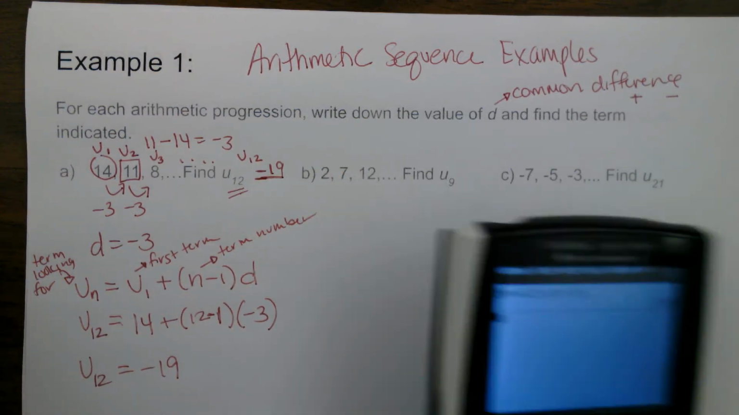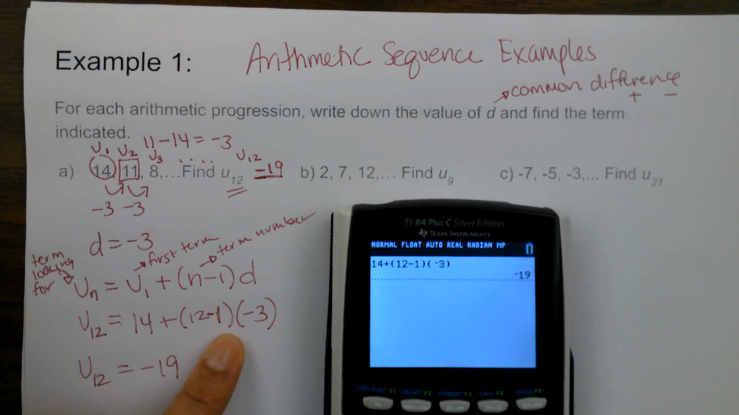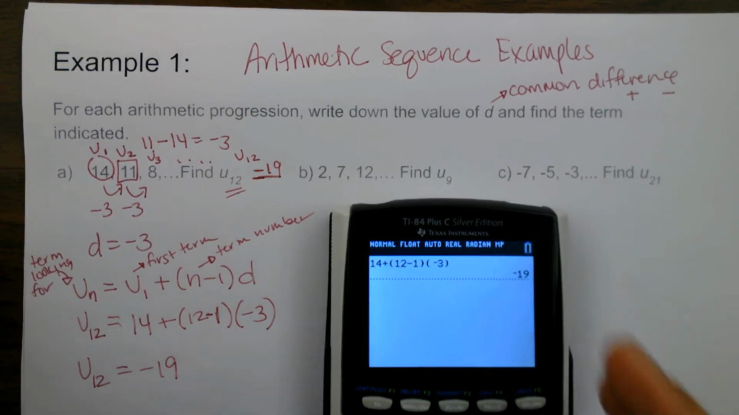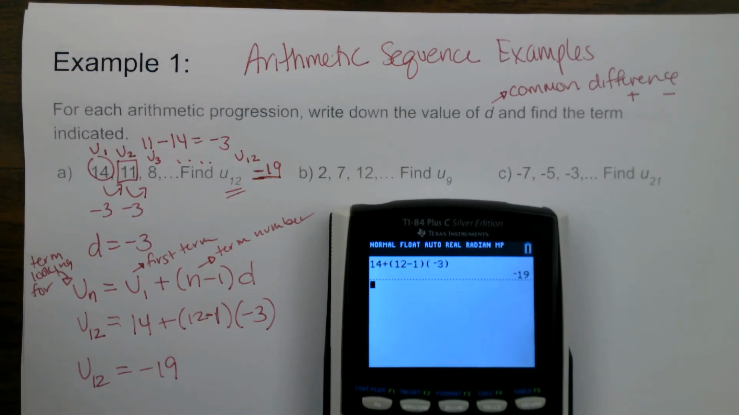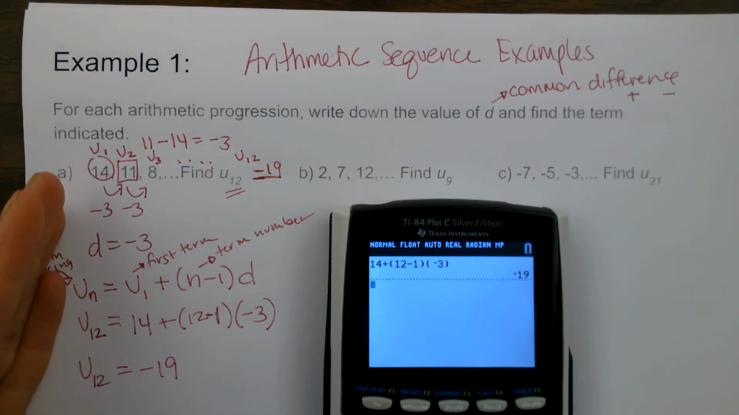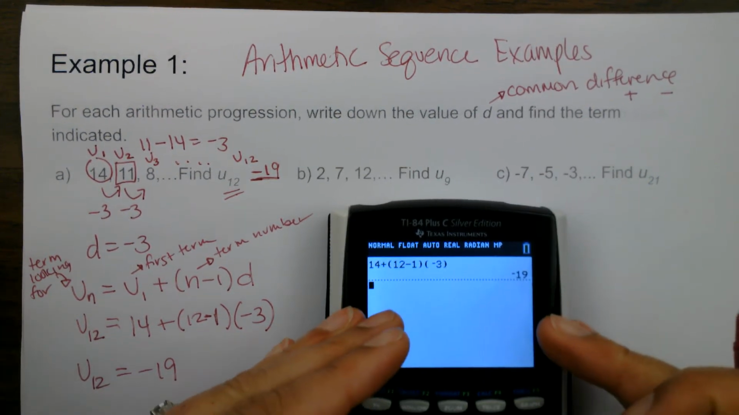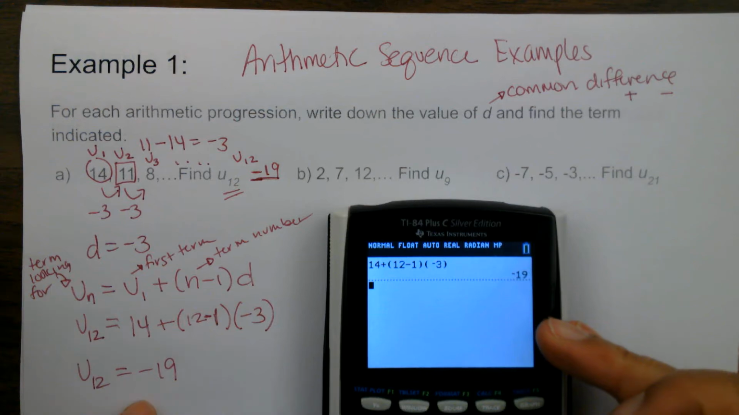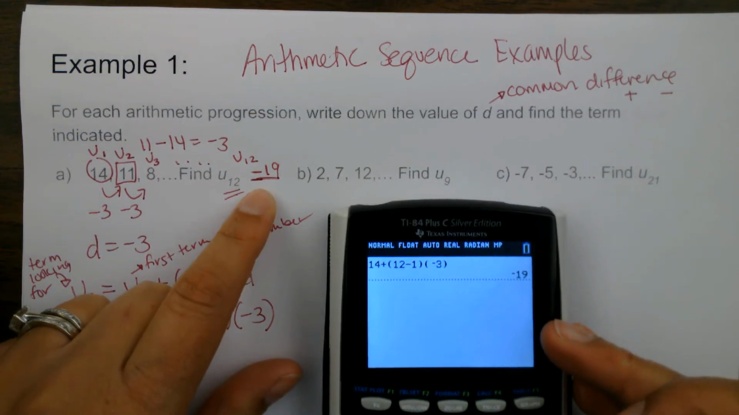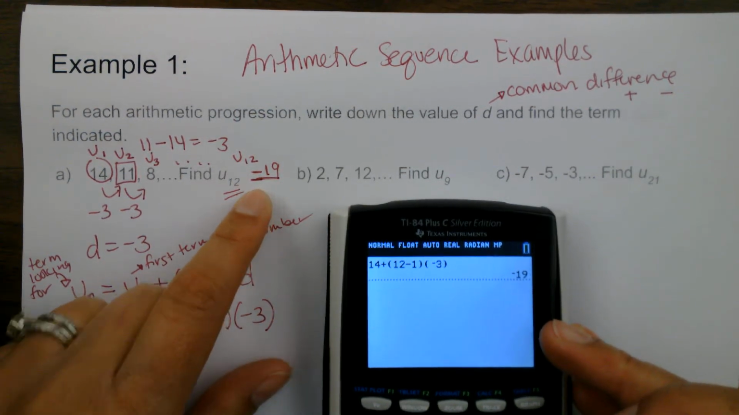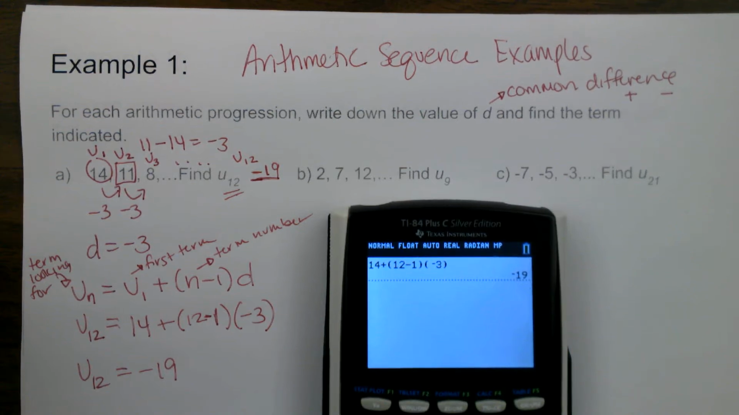Now here's the thing, pretty please use your parentheses. Pretty please use your technology. What I'm looking for when I look at your work is: do you understand what a common difference is? Do you understand the general form? Do you know how to substitute your numbers in? Use your technology to get your answer, and then understand what the answer actually means. It means that if we went to that 12th term, we would land at the number negative 19.